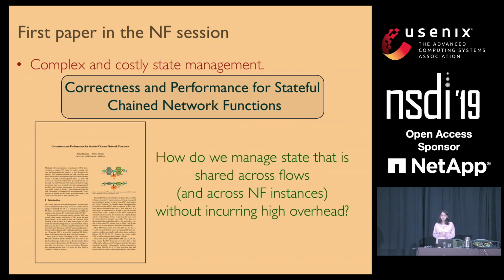The first paper is titled Correctness and Performance for Stateful Chained Network Functions, and it deals with the first challenge of complex and costly state management. More precisely, it asks, how do we manage state that is shared across flows and across NF instances without incurring high overhead? What makes this work different from prior work is that it considers the fact that the state that an NF manipulates can be shared across flows and therefore across multiple instances of an NF. This is something that prior work has largely ignored, which makes this work rather important.